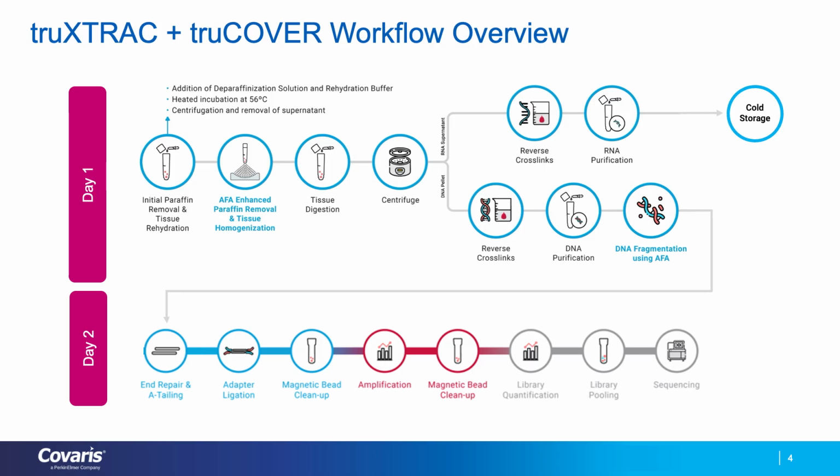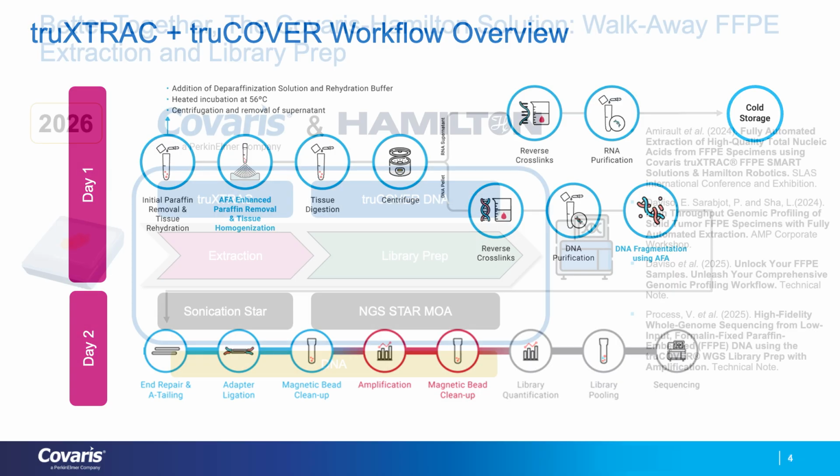At the end of the extraction workflow, AFA provides unbiased fragmenting, which means we avoid the coverage biases you typically see with enzymatic fragmentation methods. Both of these components are critical for the enhanced performance of these kits as compared to other suppliers.